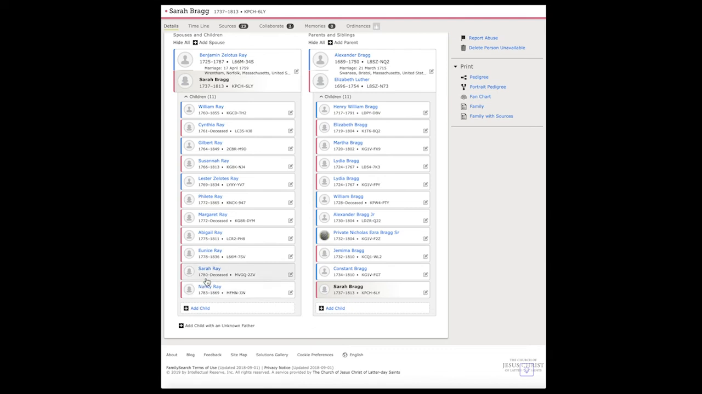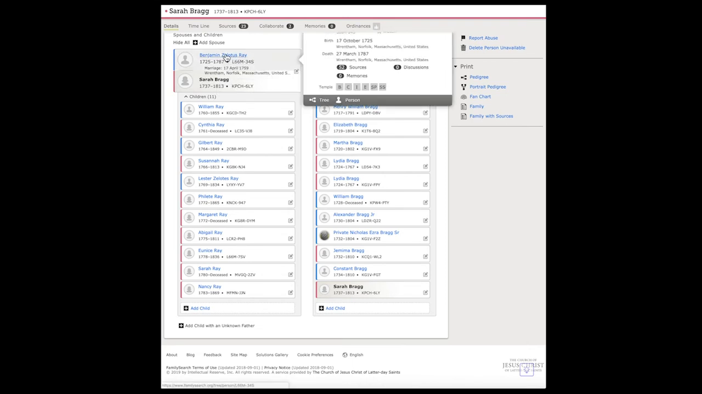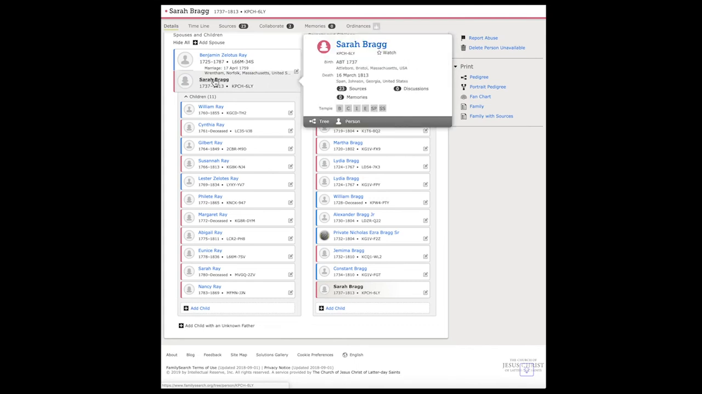All of these children were born in the 1700s, from 1760 to 1783, if these are all part of the same Benjamin Zalatus Ray family. And if he died in Wrentham in 87, then how did Sara Bragg get to Johnson, Georgia? How was that happening? If none of her children lived there and none of her children died there, did she individually decide to move to Georgia? How did that happen?